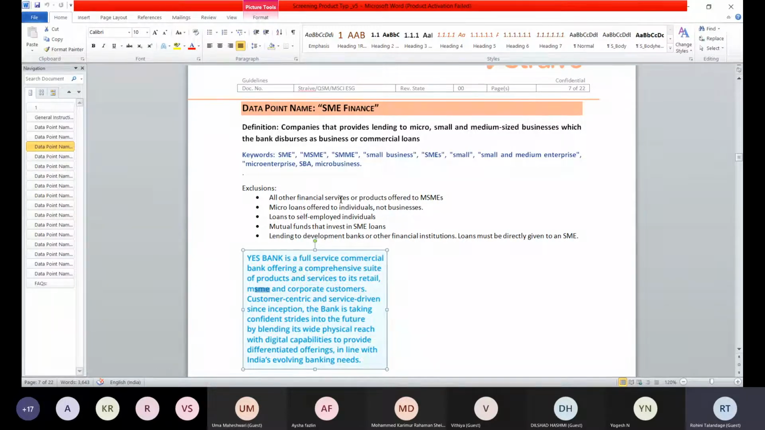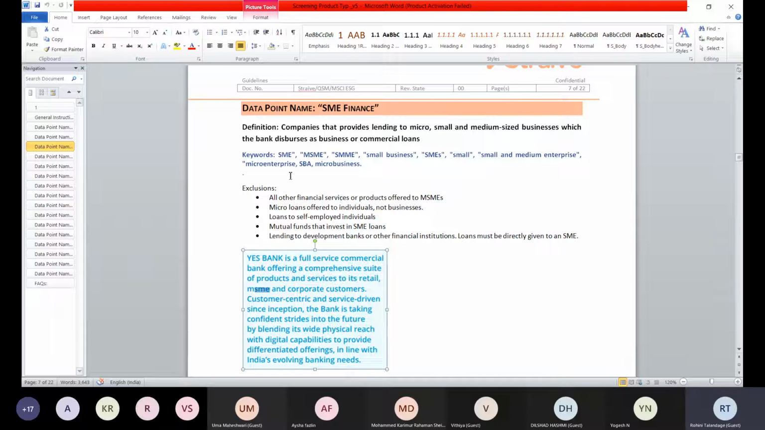Okay. Now, the bank could dispose these as business or commercial loans. Now, if the companies lend money or provide financial services to micro, small and medium sized businesses to grow, in that case we have to mark yes.